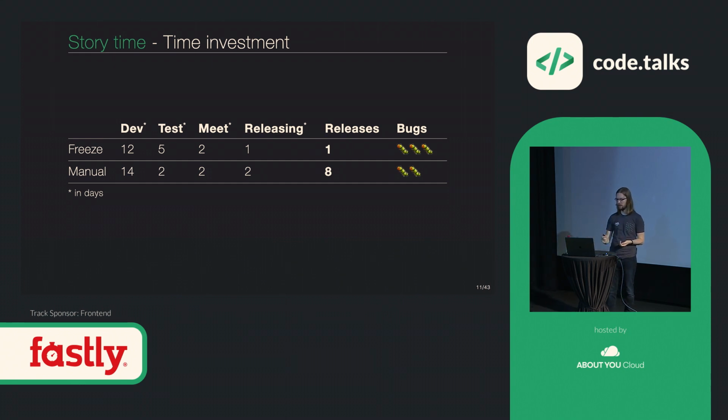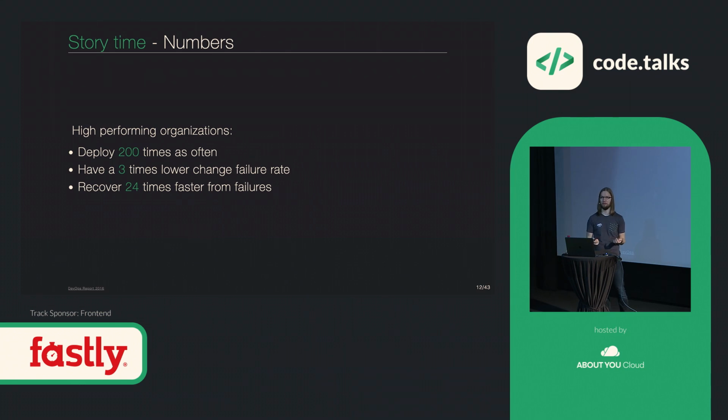So in 2016, there was a study done, it's called the DevOps report. Once you get the slides down here in the lower corner, there's a link to the resource. And it actually turns out that there are high-performing organizations we can identify. So these are organizations that outperform their competitors in things like market share, employee retention, and just revenue. And it turns out these companies deploy 200 times as often, they have a 3 times lower change failure rate, and they recover 24 times faster from failure.